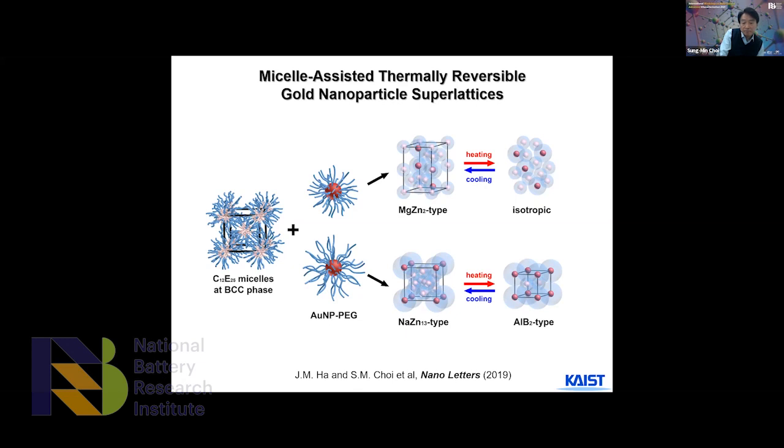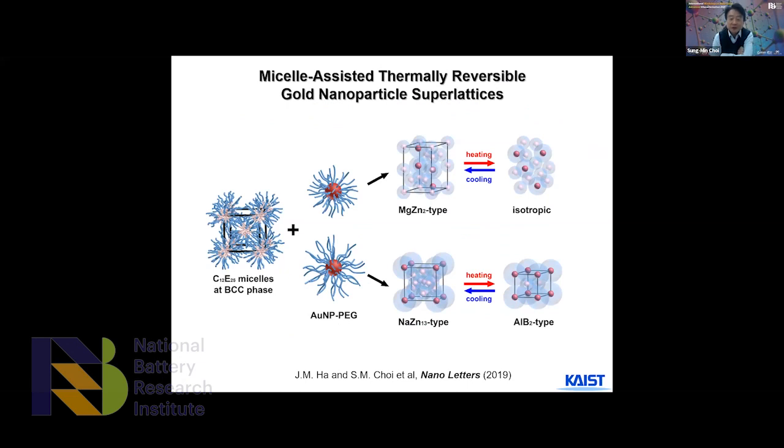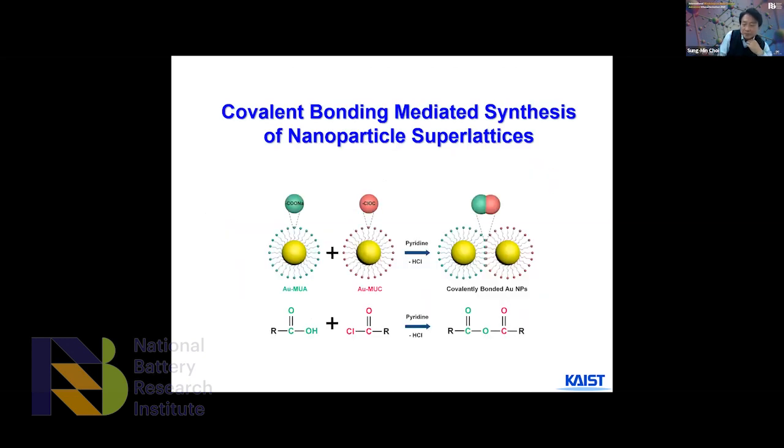Now, another approach we are trying is, okay, why don't we use just nanoparticle interactions? People use slow evaporation, and also people use DNA. But what if we use some chemical bonding to form different structures? So this is an idea.